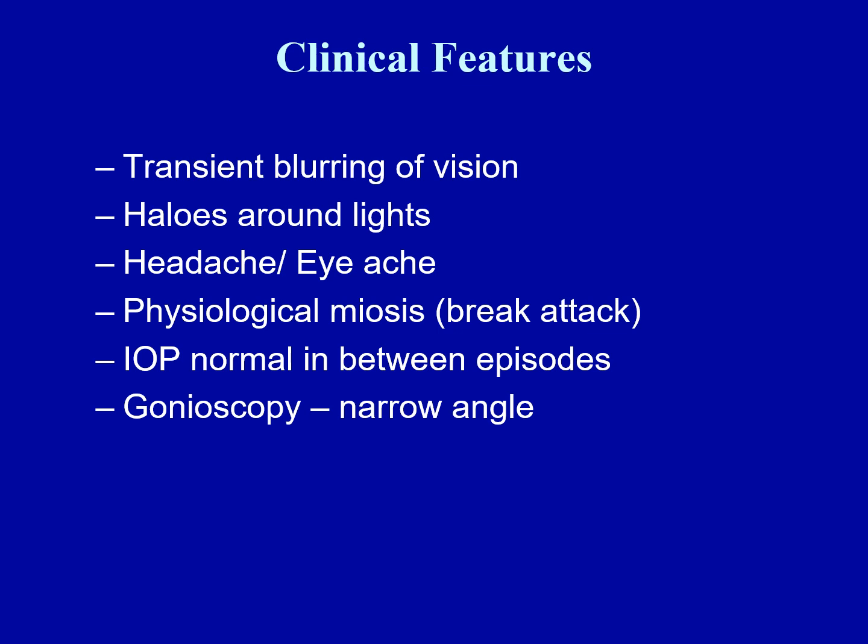and then this attack is aborted when the physiological miosis occurs. Patient comes out from the dim light or dark area into light, pupil constricts, angle is open, and intraocular pressure falls back as the drainage from the anterior chamber is increased. So intraocular pressure is normal in between attacks in the subacute stage, and gonioscopy shows the narrow angle.